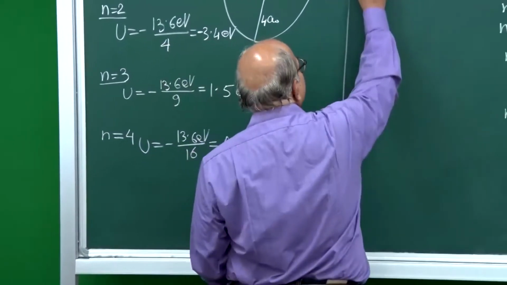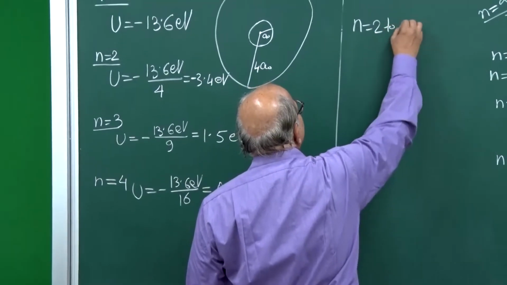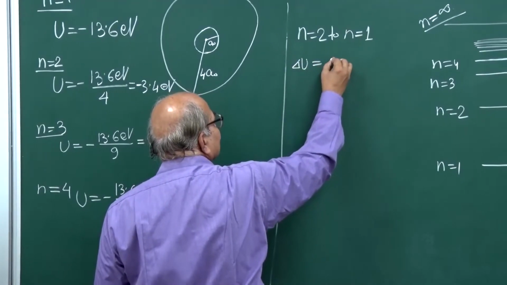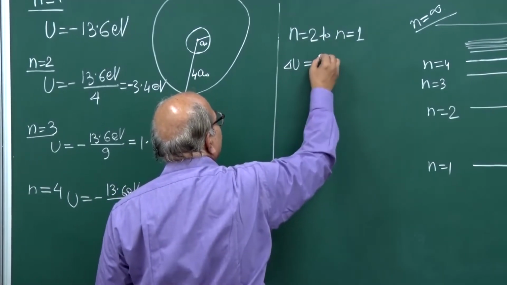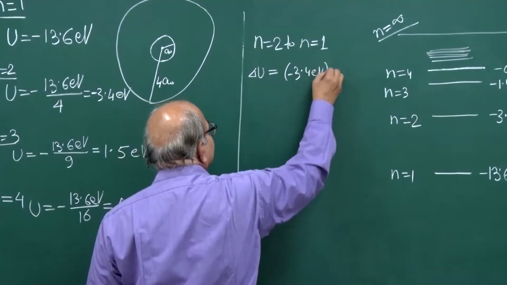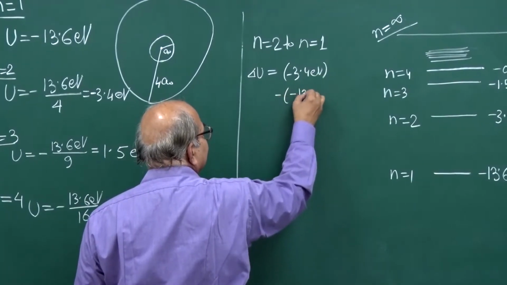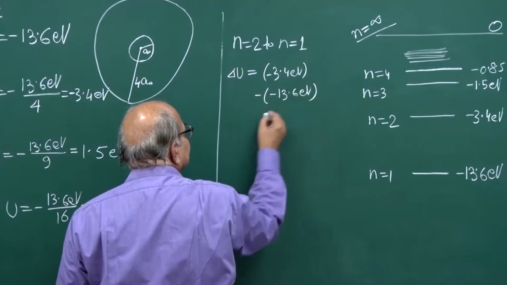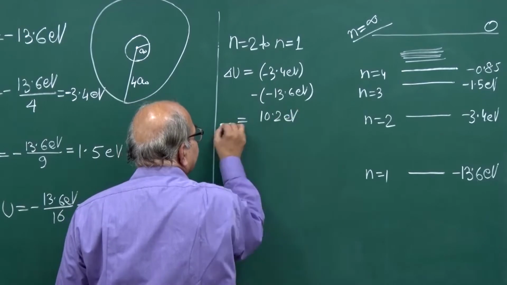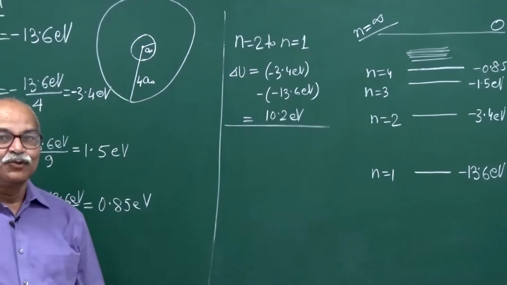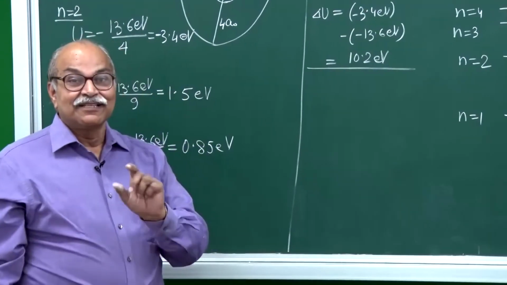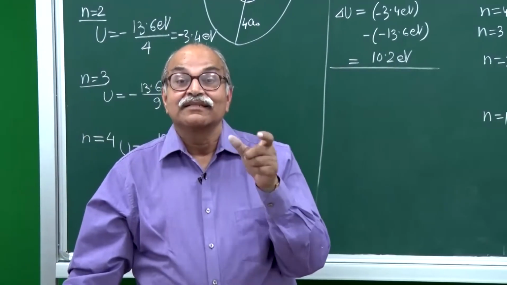Okay, so if it goes from say n equal to 2 to n equal to 1, this extra energy is n equal to 2 to n equal to 1. So initially it had minus 3.4 eV energy, and then finally it has minus 13.6 eV. So this is 10.2 eV. It should emit 10.2 eV in some form. And in what form? It emits in the form of electromagnetic radiation.